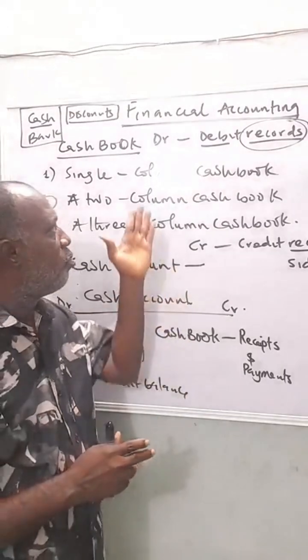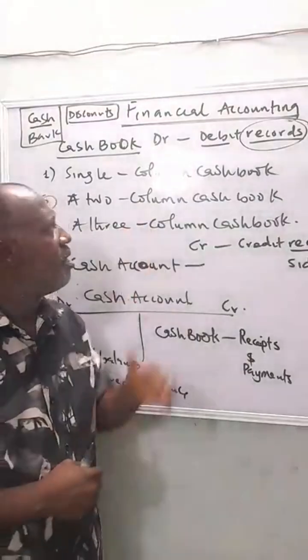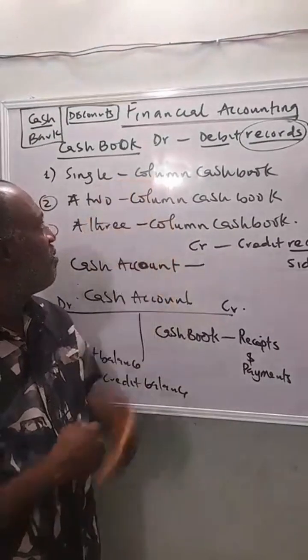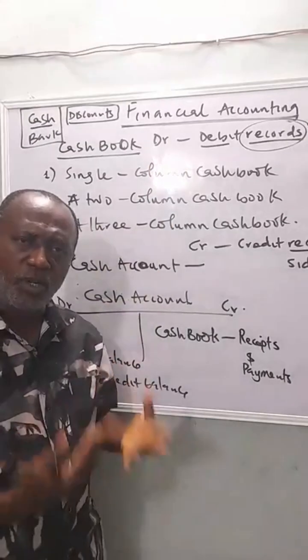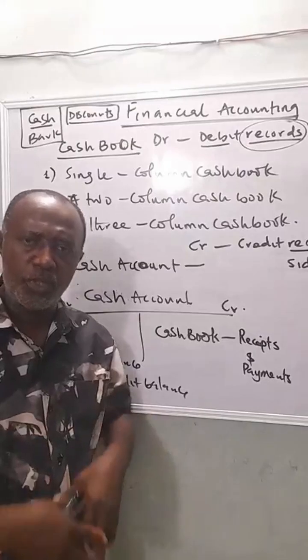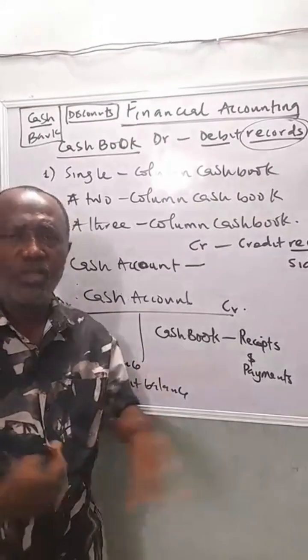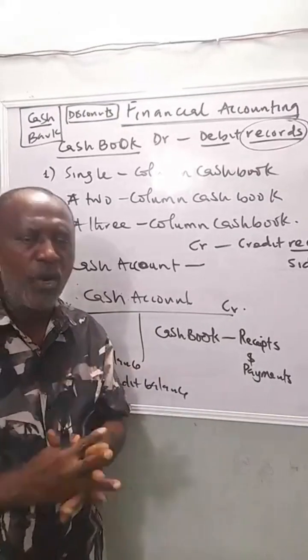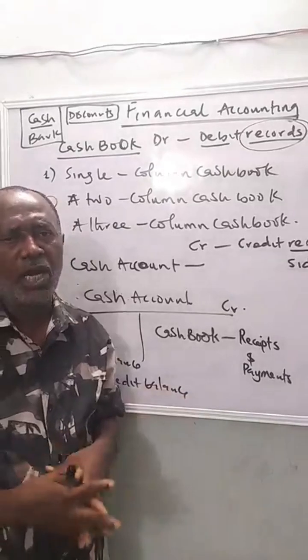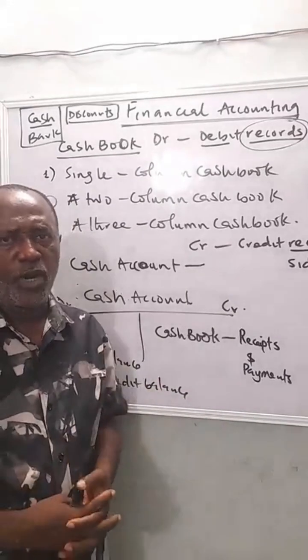We're going to take them one after the other in the next class. In the next class, when I teach financial accounting again, I'll take the 1-column cash book, take a question, prepare the cash account, post it to the ledger, and extract a trial balance, so that you will understand how to prepare a cash account, post it to the ledger, and extract a trial balance.